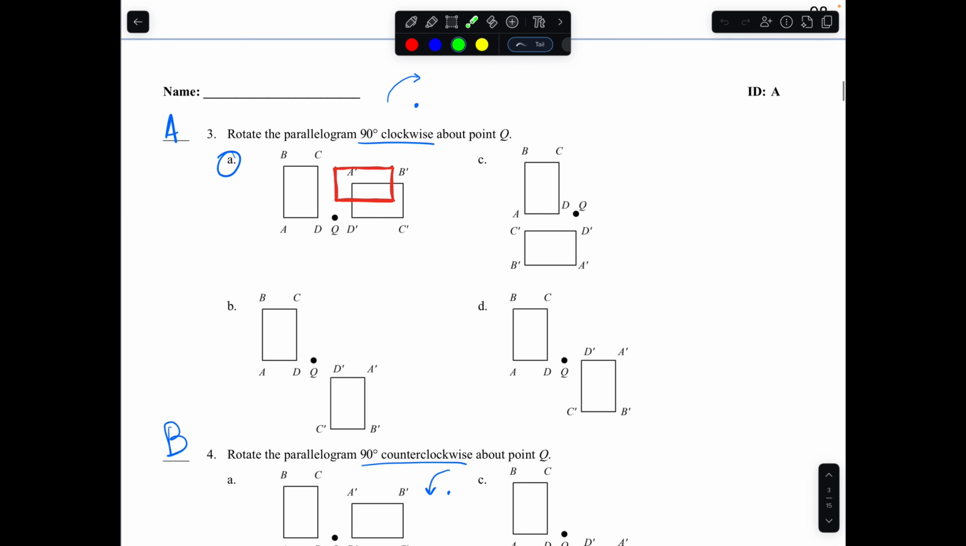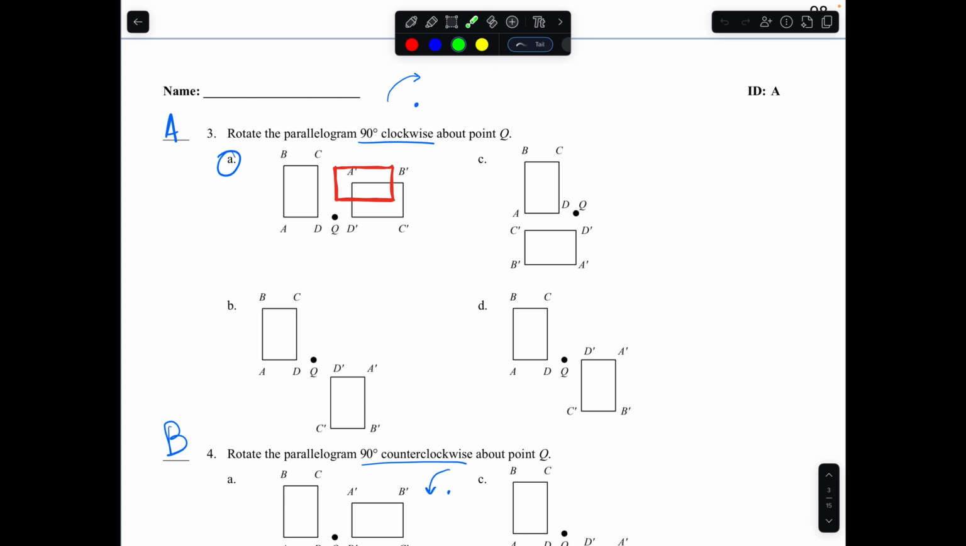Number three, so just to preface this, I have a red rectangle here. That's probably where it should be if it was actually rotated about point Q. So just ignore the about point Q for a moment. When it says rotate the parallelogram 90 degrees clockwise, the main thing I'm checking for in this question is that you can see parallelogram ABCD has side AB on the left, right?